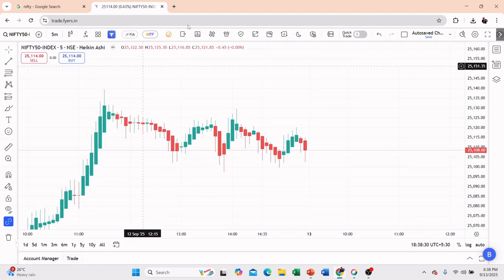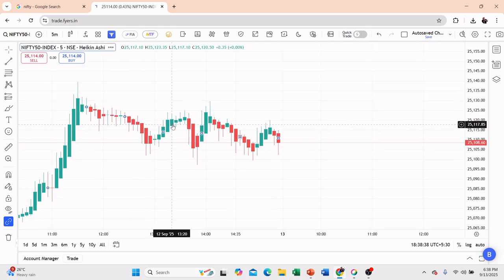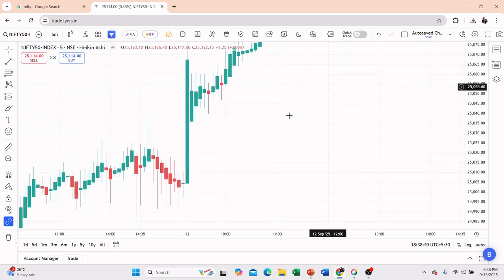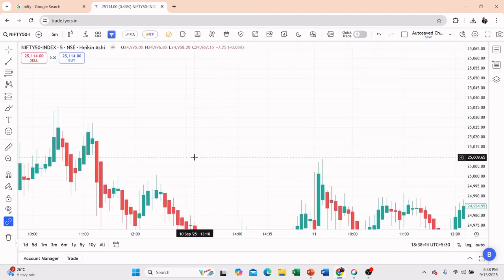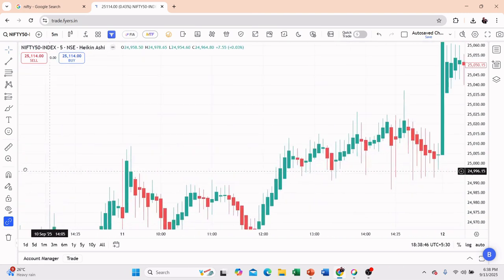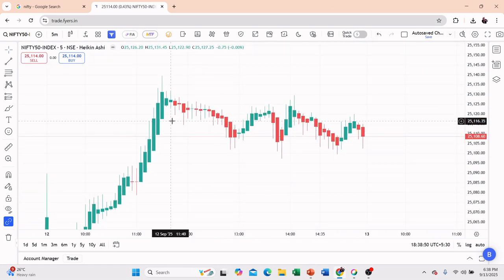Heikin Ashi is a Japanese word. See this, here we see that there is a downfall and now there is an uptick. In fact, most of the noise is cut by the Heikin Ashi candle. It takes the average of the prices and plots it on a graph. That's the reason I prefer Heikin Ashi.